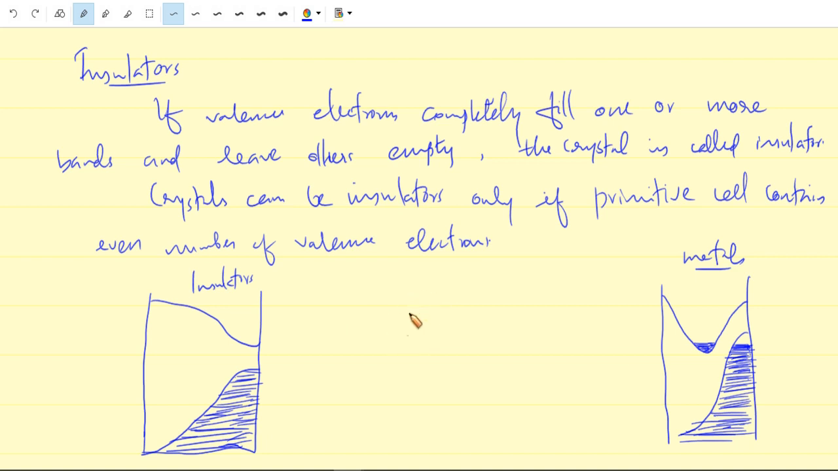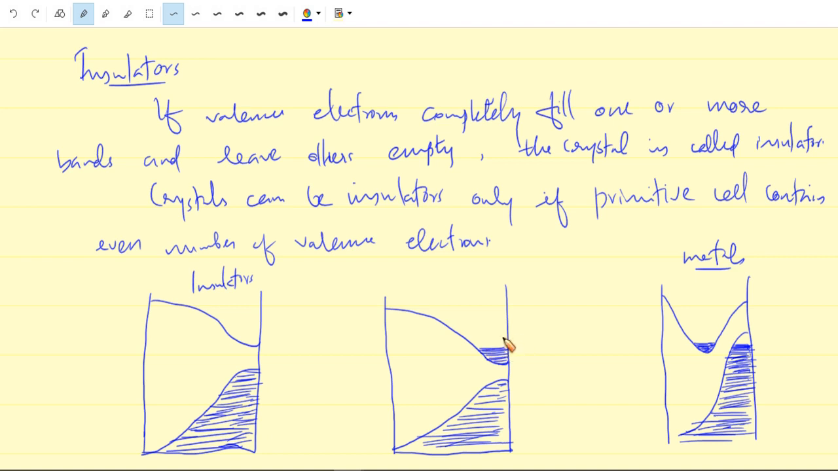Now there are crystals with partly filled orbitals. The first band is completely filled and the second band is partly filled. So the electrons have enough freedom to move in an electric field, and these are termed as metals. These are also metals. The alkali metals and noble metals have one valence electron per primitive cell, so they definitely have to be metals.